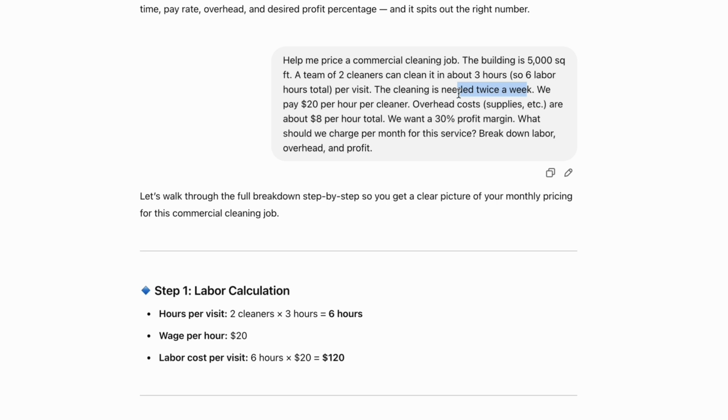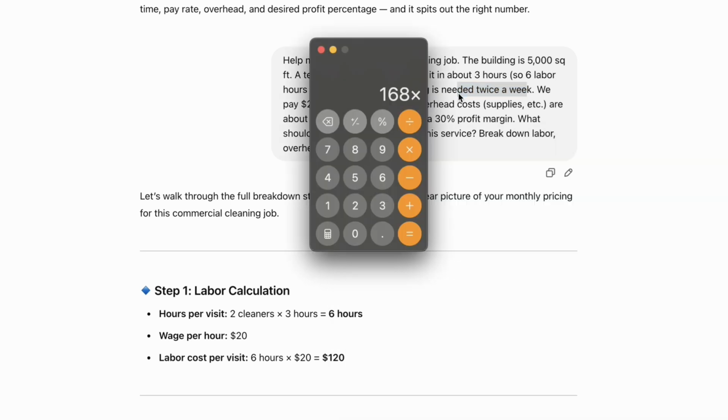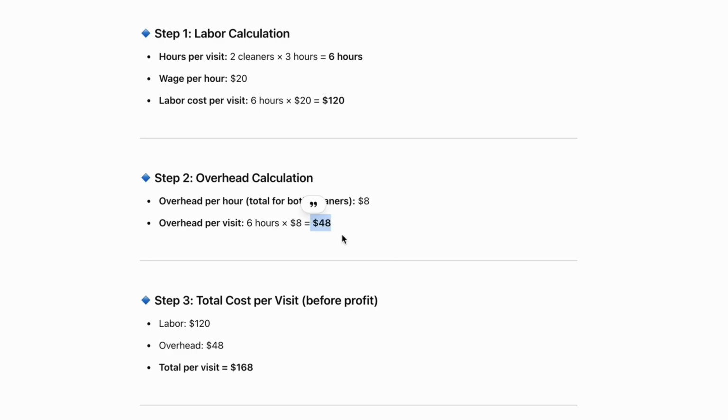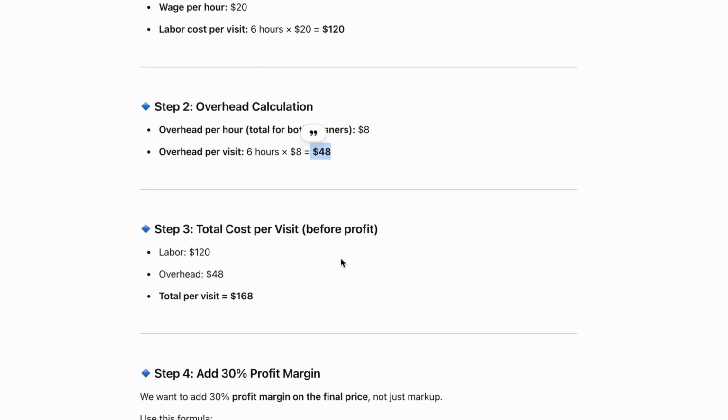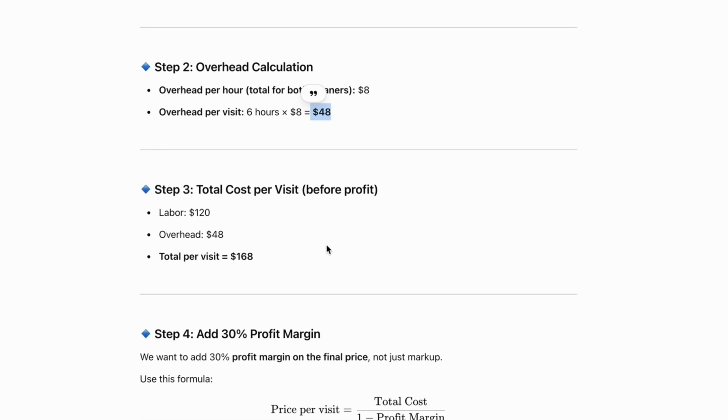So we now need to come up with a weekly price. That's 168 multiplied by 2 because we go there twice a week. No, I didn't put the... So that's 48, right? 168. And then what I need to do is overhead 168.